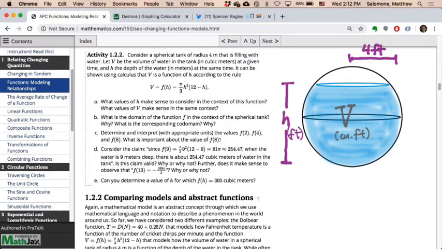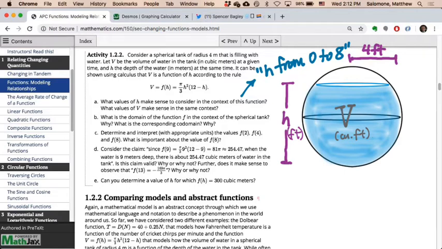Yeah? 0 to 8, yes. And so when I was going around to the groups, if you said something like that, I said to you, just write that sentence down, because that is an adequate answer to this question, right? H from 0 to 8. So why can we not have h's that are outside of that range? The height of the sphere is 8 feet. So we can't have 12 feet deep of water in this 8-foot tank, right?